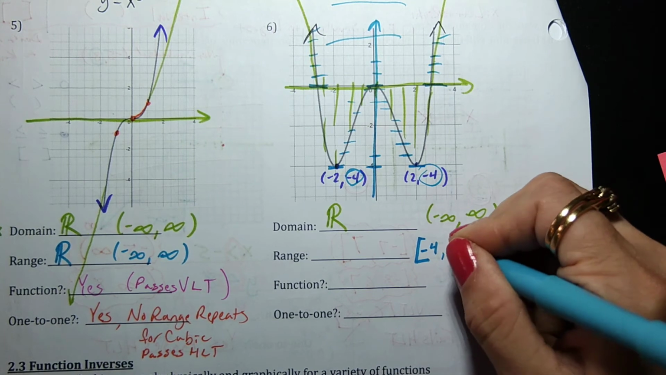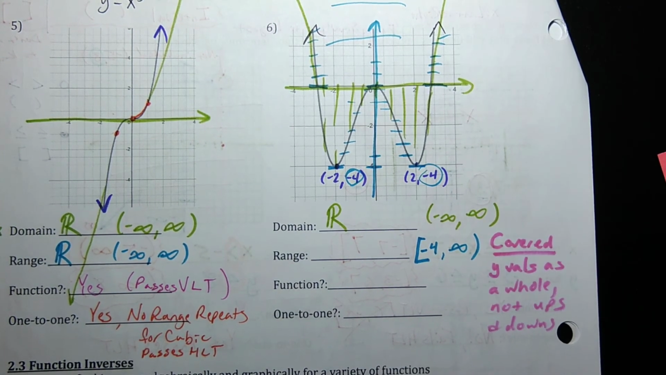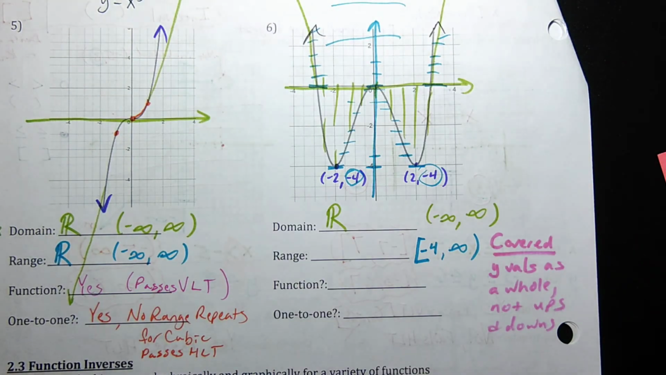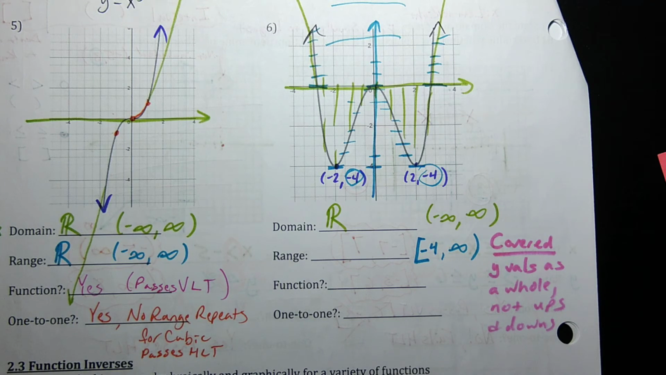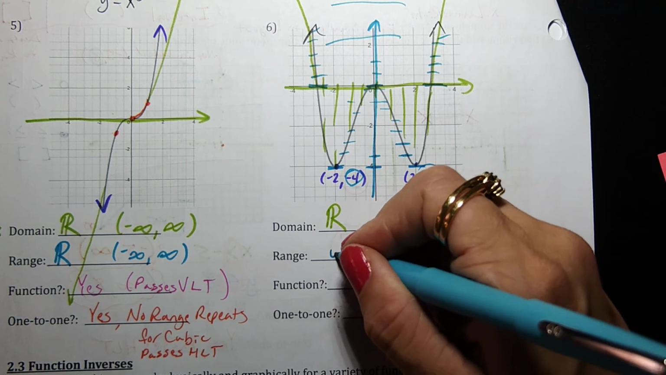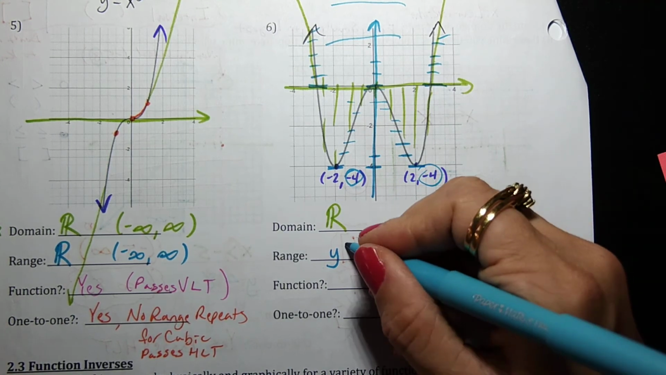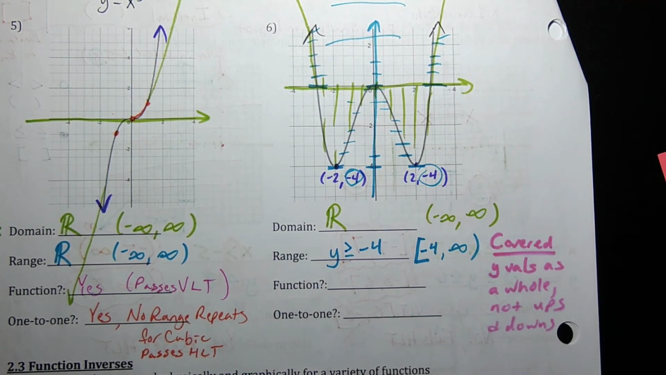So this interval goes from -4 to infinity. So it's not like, well, it stops at 0, and then we jump over to this side, and it keeps going. We are just looking at what y values are covered by the whole graph, not concerned with the ups and downs. So then if we wanted to use inequality notation, what would we say? y is what then? -4. Greater than or equal to.